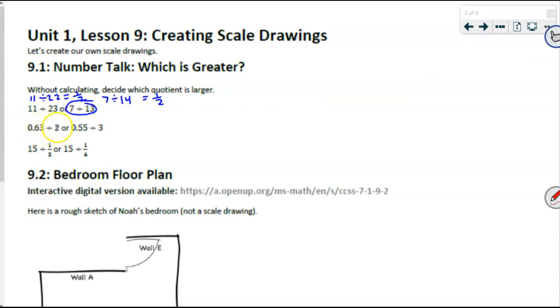0.63 divided by 2, or 0.55 divided by 3. What are your thoughts here? Which one is going to be greater? Joshua. Okay, and why?